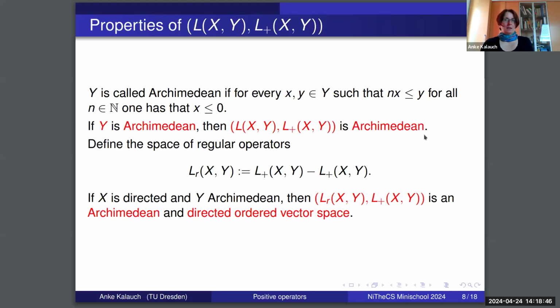If we want to make it directed, we have to cheat a bit. We just generate the smallest space out of the cone. So we take cone minus cone and give it a new name. These are the regular operators, L_r. So summing up, if X is directed and the range space is Archimedean, then this object is an Archimedean directed ordered vector space. Directed is because we use L_r instead of all linear operators. So make it directed.